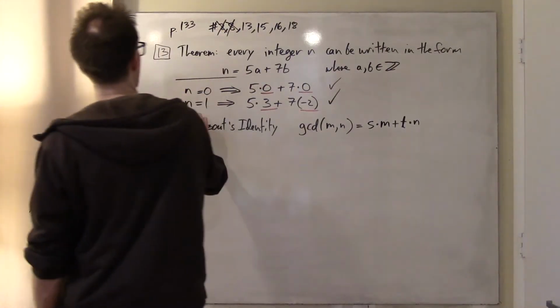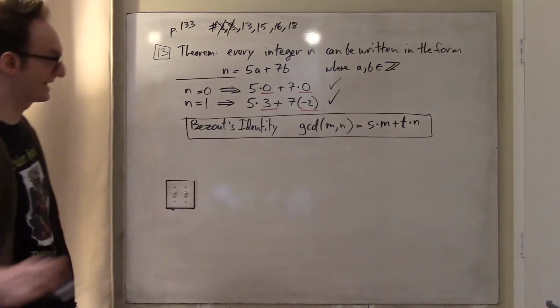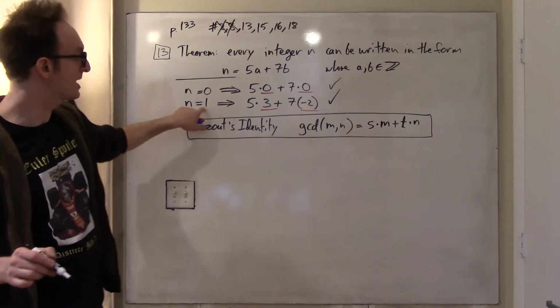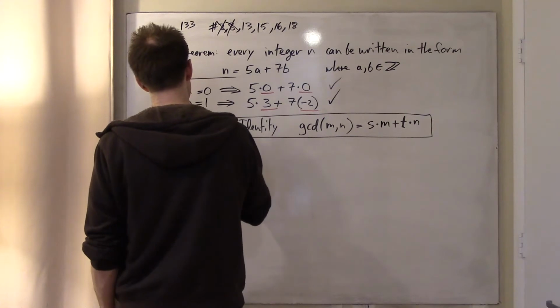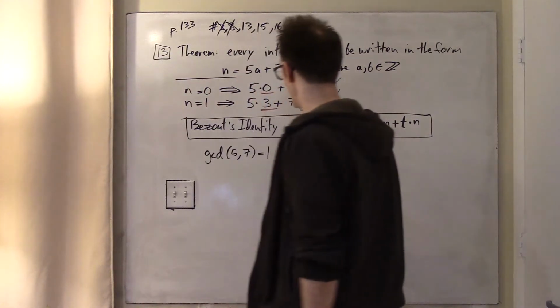And so with that kind of in the back of our mind, it's not surprising that I can express 1 as a linear combination of 5 and 7, because the GCD of 5 and 7 is 1.